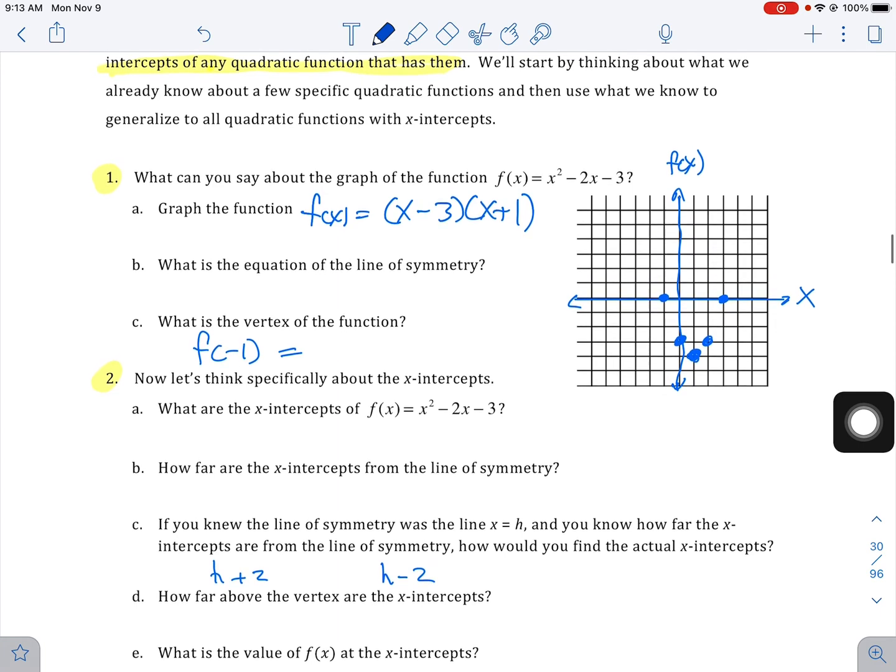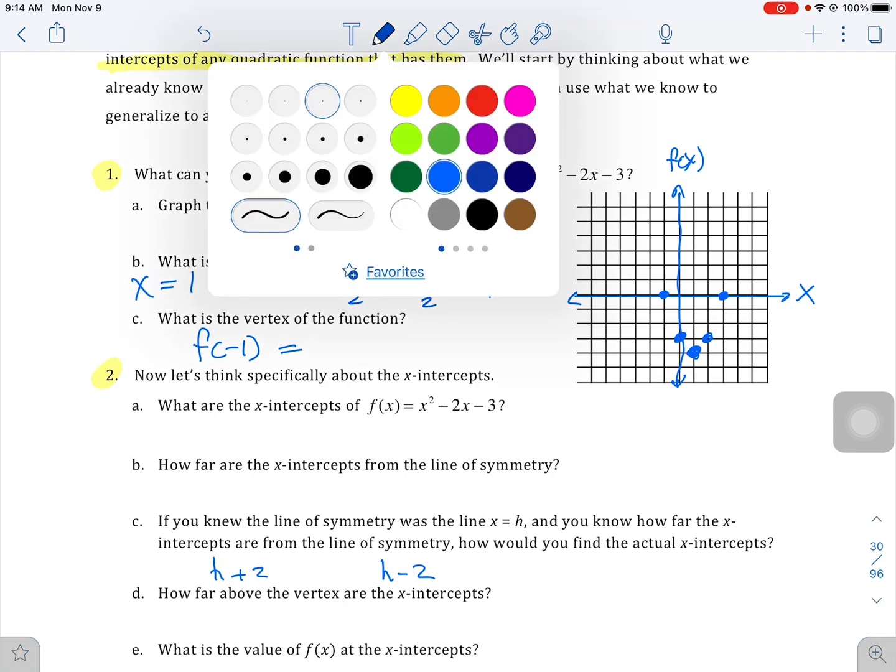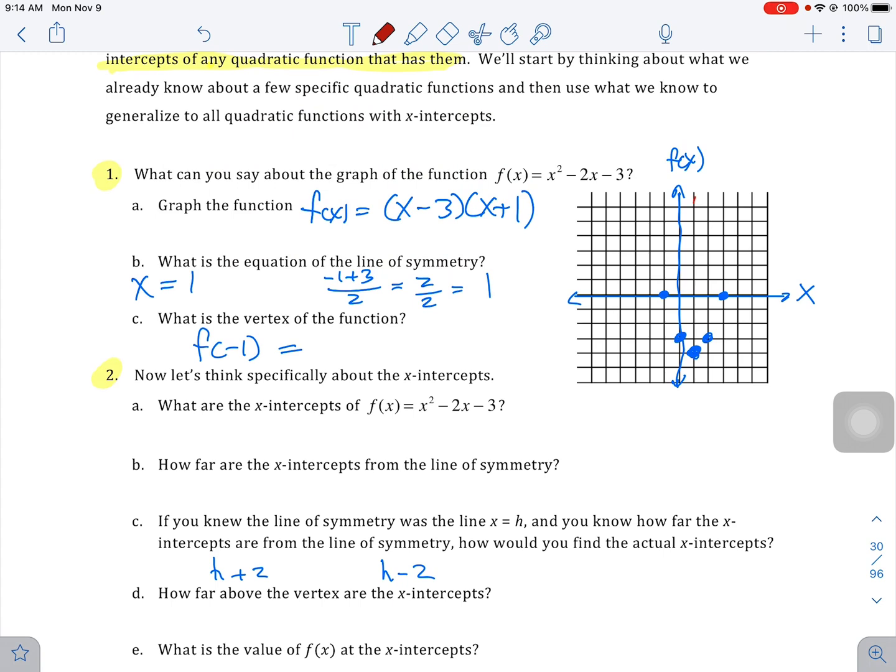The line of symmetry, so negative 1 plus 3, it's the halfway point. Okay, so in this case, it's 2 halves, which is equal to 1. So the equation is x equals 1, and that's the line of symmetry.